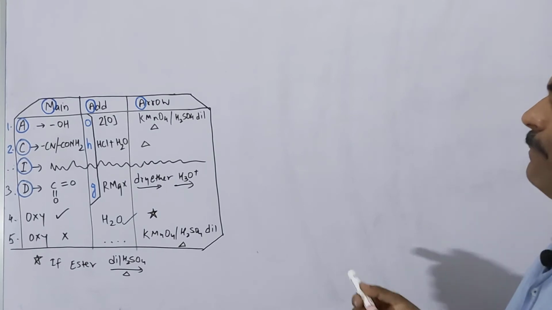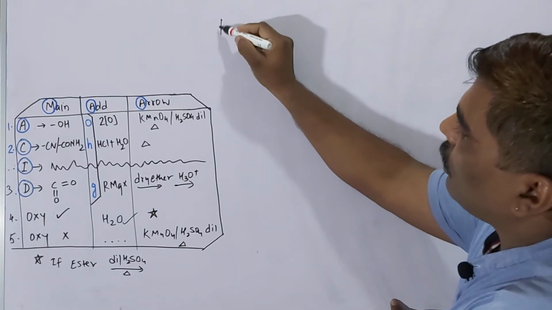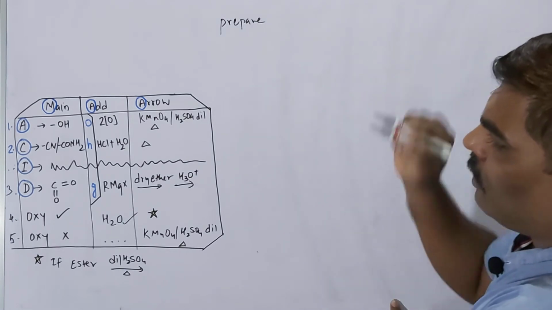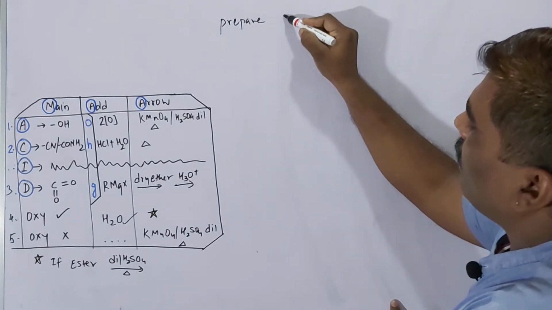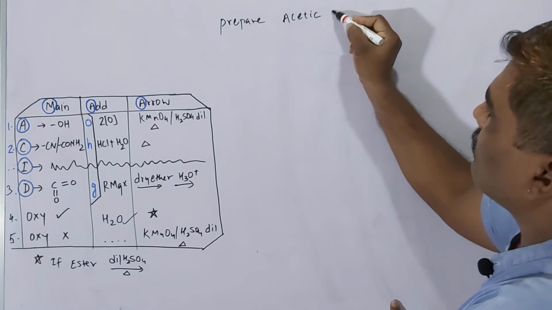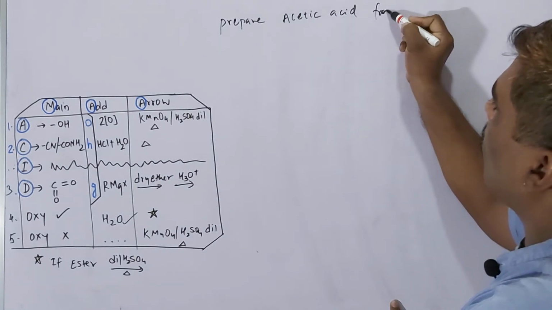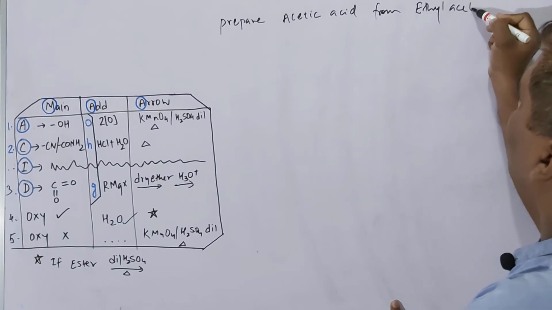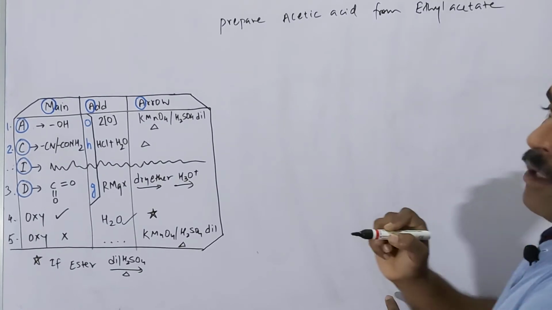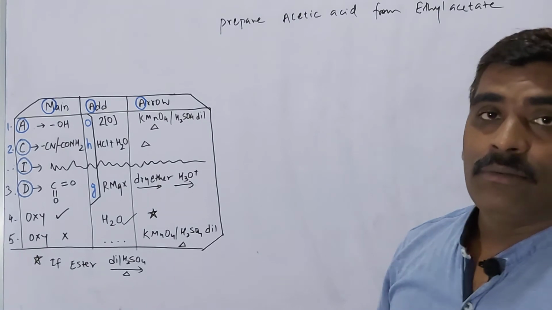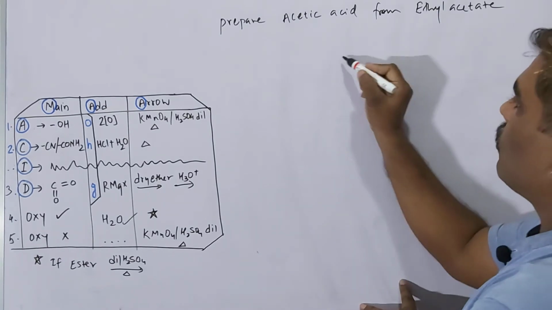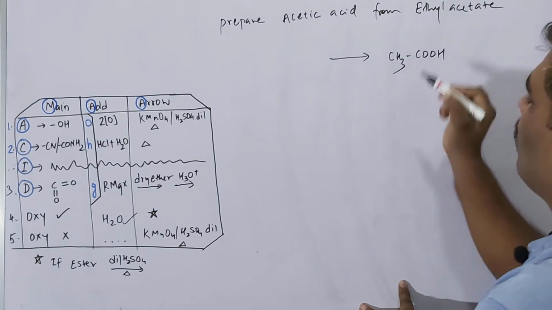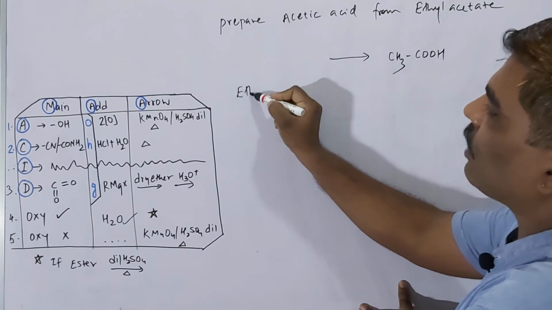Suppose the question is to prepare acetic acid from ethyl acetate. Okay, now this question, what do we do? Again we'll write here the formula of acetic acid, and for ethyl acetate, how to write the structure of this ethyl acetate?